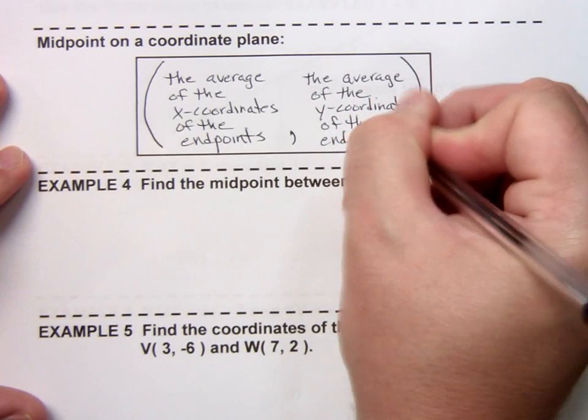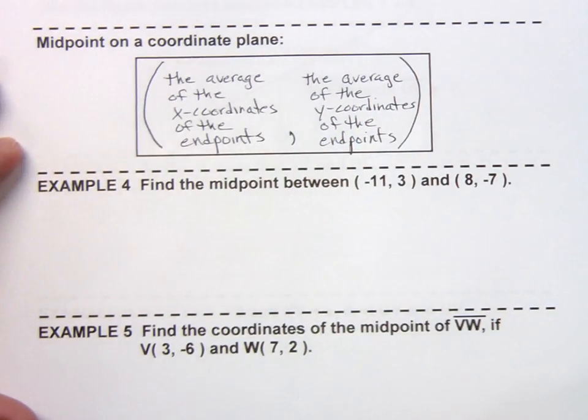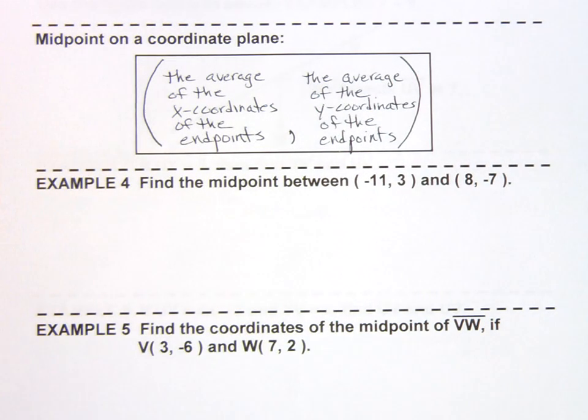So you're really not doing anything different. You're just having to repeat the process twice. You're averaging the x coordinates and you're averaging the y coordinates from the endpoints, and those will give you the x and y coordinates for the midpoint. Same thing we just did. You're just repeating the process twice.